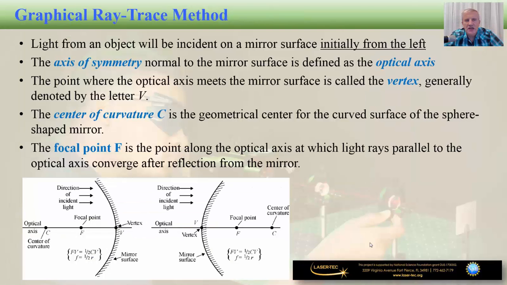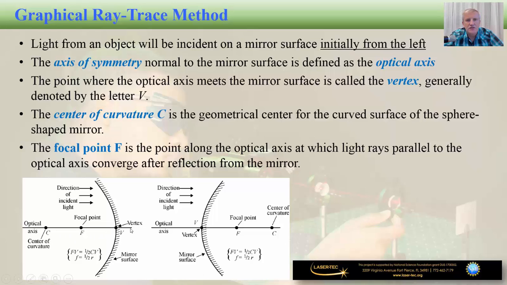First, we are going to analyze these mirrors using the Graphical Ray Trace method. In order to use it, we have to establish certain terminology. Number 1, we are always going to assume that the original objects are positioned on the left relative to the mirror. In other words, the direction of the incident light is always going from the left and then hitting the mirror on the right. We also establish the axis of symmetry that's normal to the mirror surface.